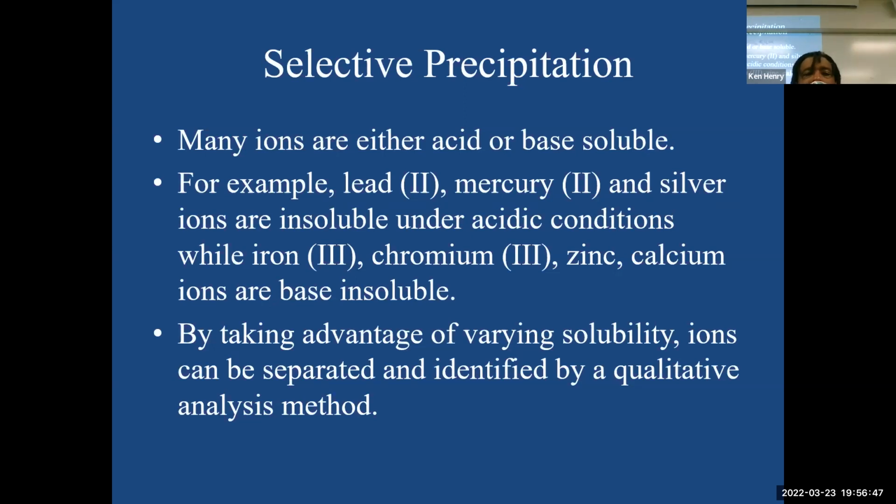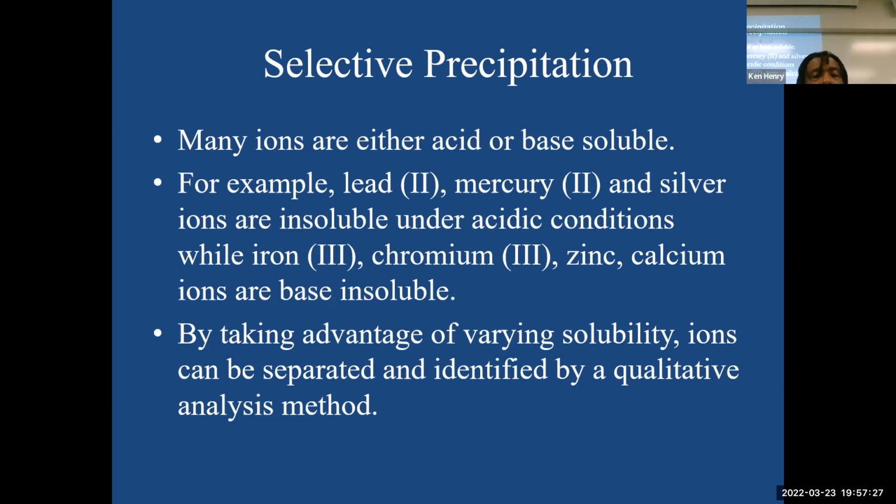So, selective precipitation. What do you guys think selective precipitation means? Knowing what we know about solubility, we can pick out what we want out of a precipitate, right? So if you have a mixture of ions, if I know the solubility, I can figure out, okay, I can end up with just this one or just this one. So many ions are either acid or base soluble. It basically means that they're going to precipitate in an acid or they're going to precipitate in a base.